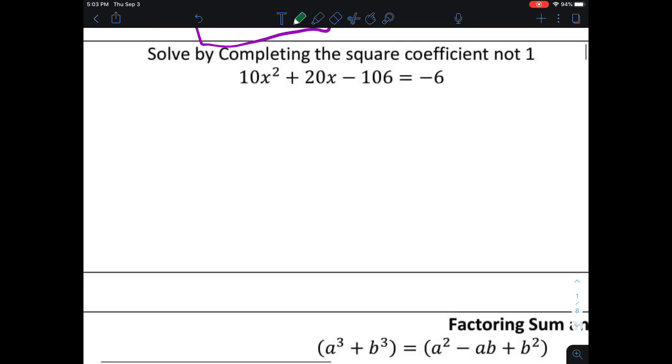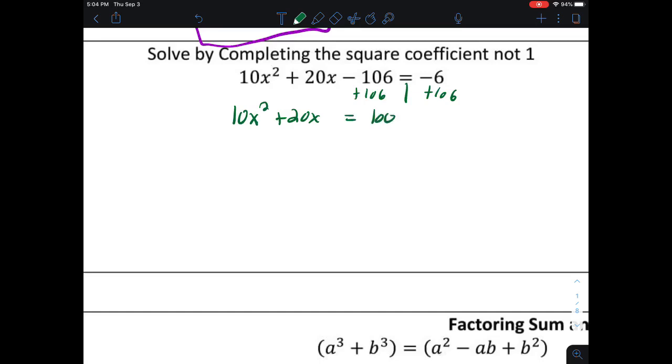So now let's complete the square. And we'll have a problem here with completing the square when I don't have a coefficient of 1 on that squared term. And we'll go through that process. So I'm kind of letting the cat out of the bag that we're going to complete the square. And so what I'm going to do is go ahead and move the 106 to the right-hand side. And that gives me 10x² + 20x = 100.